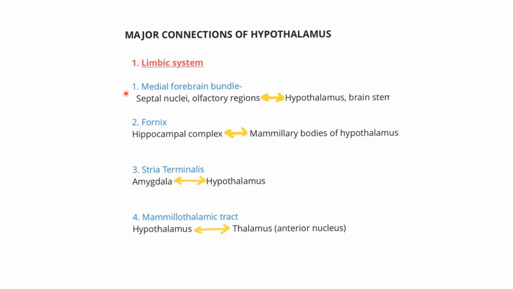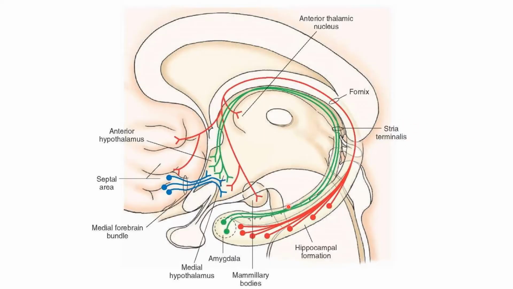So we have four main connections within the limbic system which are associated with the hypothalamus. First we have the medial forebrain bundle, and it connects the septal nuclei and olfactory regions with the hypothalamus and the brainstem. Here we have the medial forebrain bundle, septal area, and olfactory. It takes information from the olfactory region, and then it connects with the hypothalamus. This system is an important part of the reward system, involved in integration of reward and pleasure.